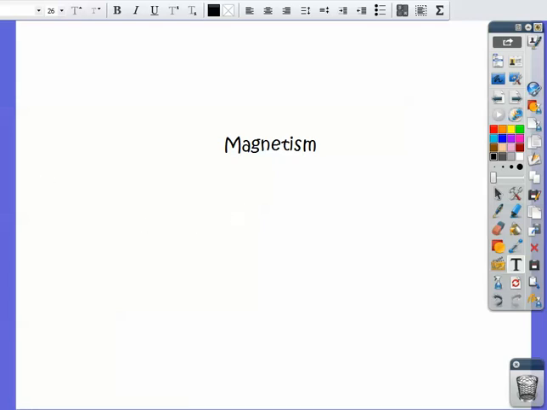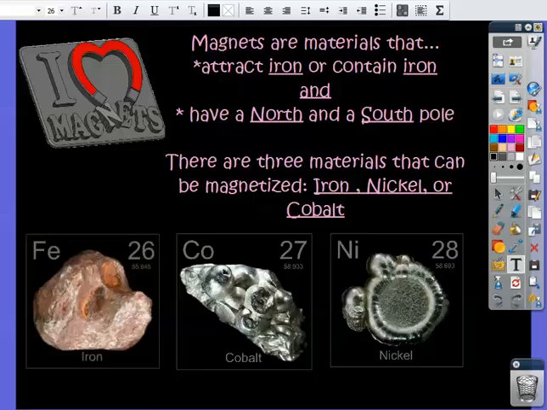So this video is going to be about magnets and about the relationship between magnetism and electricity. So the first question we have is, well, really, what is a magnet? A magnet is just a material that attracts iron or substances that contain iron. And they have a north pole and a south pole. Always have a north pole and a south pole.